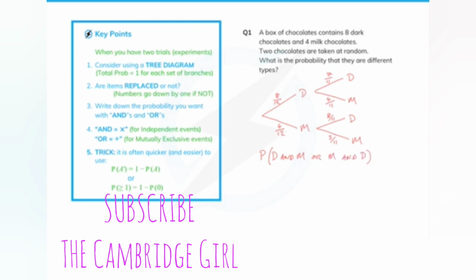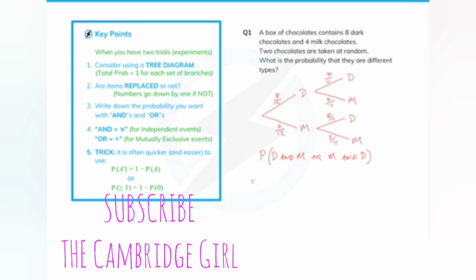Now, if you think those two things are the same thing, just have a look at the tree diagram. There are clearly 2 routes through the tree diagram, and you can see there are 2 ways of getting different chocolates. So although you end up with one of each, you've got them in a different order. So let's now do the probabilities.